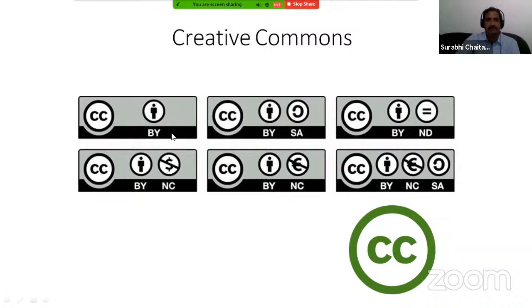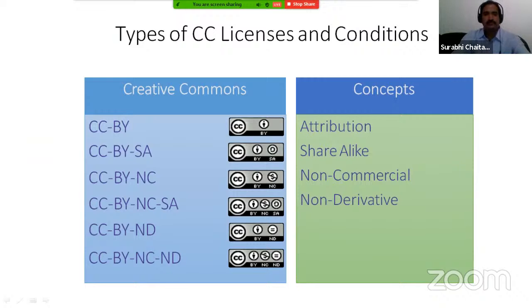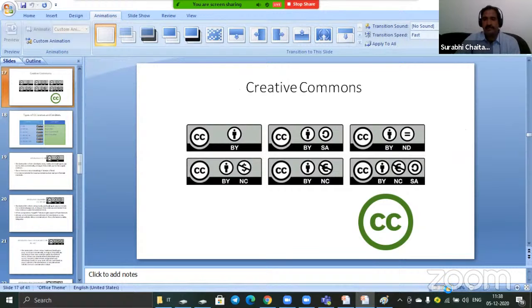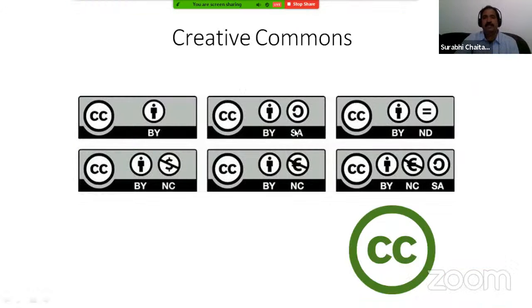Now BY. CC BY, Creative Commons BY means by attribution. We can use them by giving attribution. Now BY SA. SA means share alike. Now by using this share alike, we can share it with anybody. Now BY ND, BY NC, BY NC SA. All these six are the parameters involved in Creative Commons.